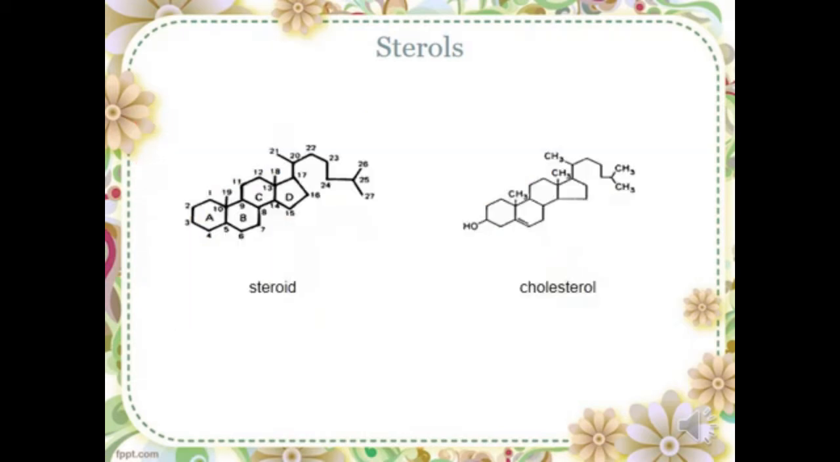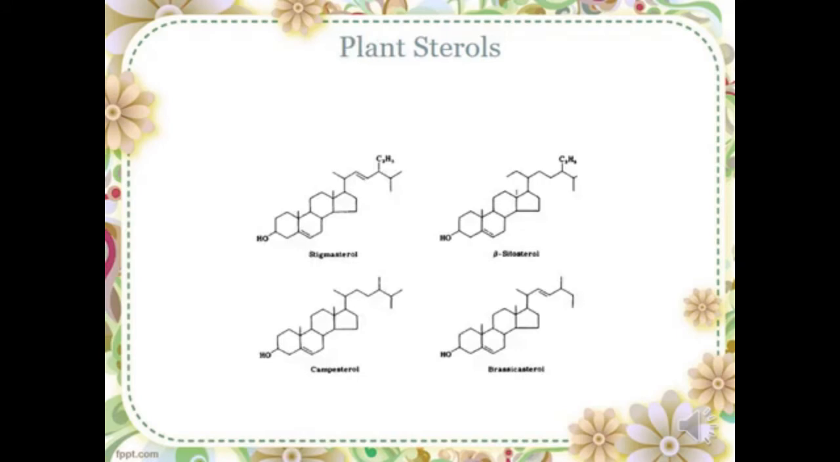So this is the general structure of sterol. So you see there are 3 6 carbon ring here attached to 5 carbon ring, and they are attached to an aliphatic chain. So this is steroid and this is cholesterol. These are the plant sterol. Okay, stigmasterol, beta sitosterol, campesterol, and brassicasterol.